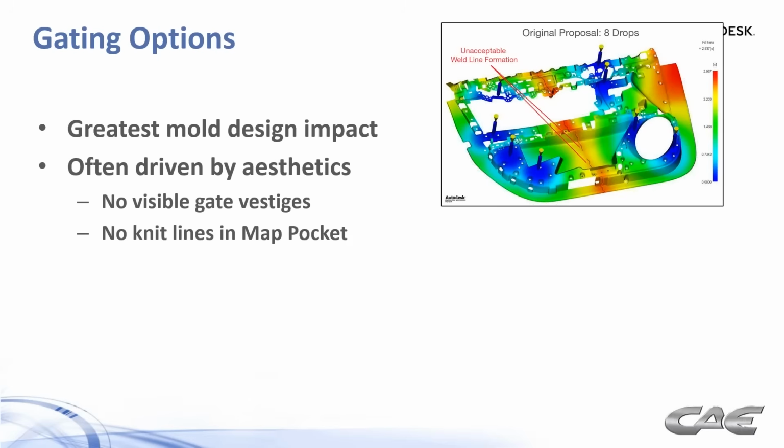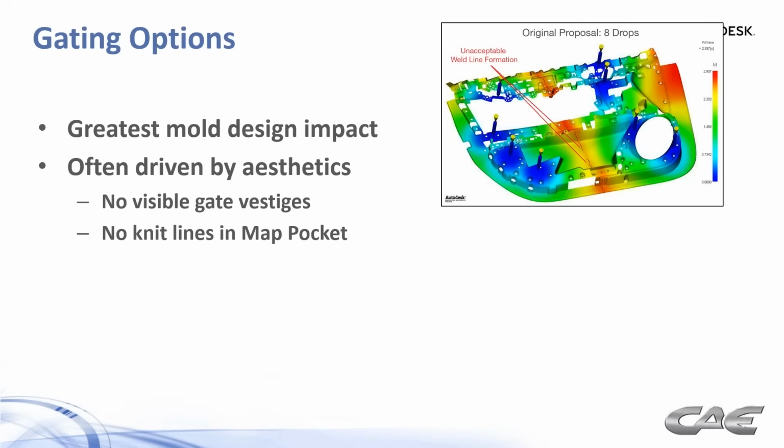For example, in this case, we have a door panel with a map pocket there, and we're not allowed to have any visible gate vestiges, and we're not allowed to have knit lines in the map pocket. So to my point earlier, if I'm a Moldflow analyst and I'm not told this, I could guess at some things, but generally speaking, I'm going to go throw gate locations on there that give me the biggest process window. And what I mean by that is, maybe reduce the pressure by balancing out the flow. Reduced pressure means reduced clamp force typically, and reduced clamp force means I can run it in a smaller injection molding machine and reduce my molding costs.